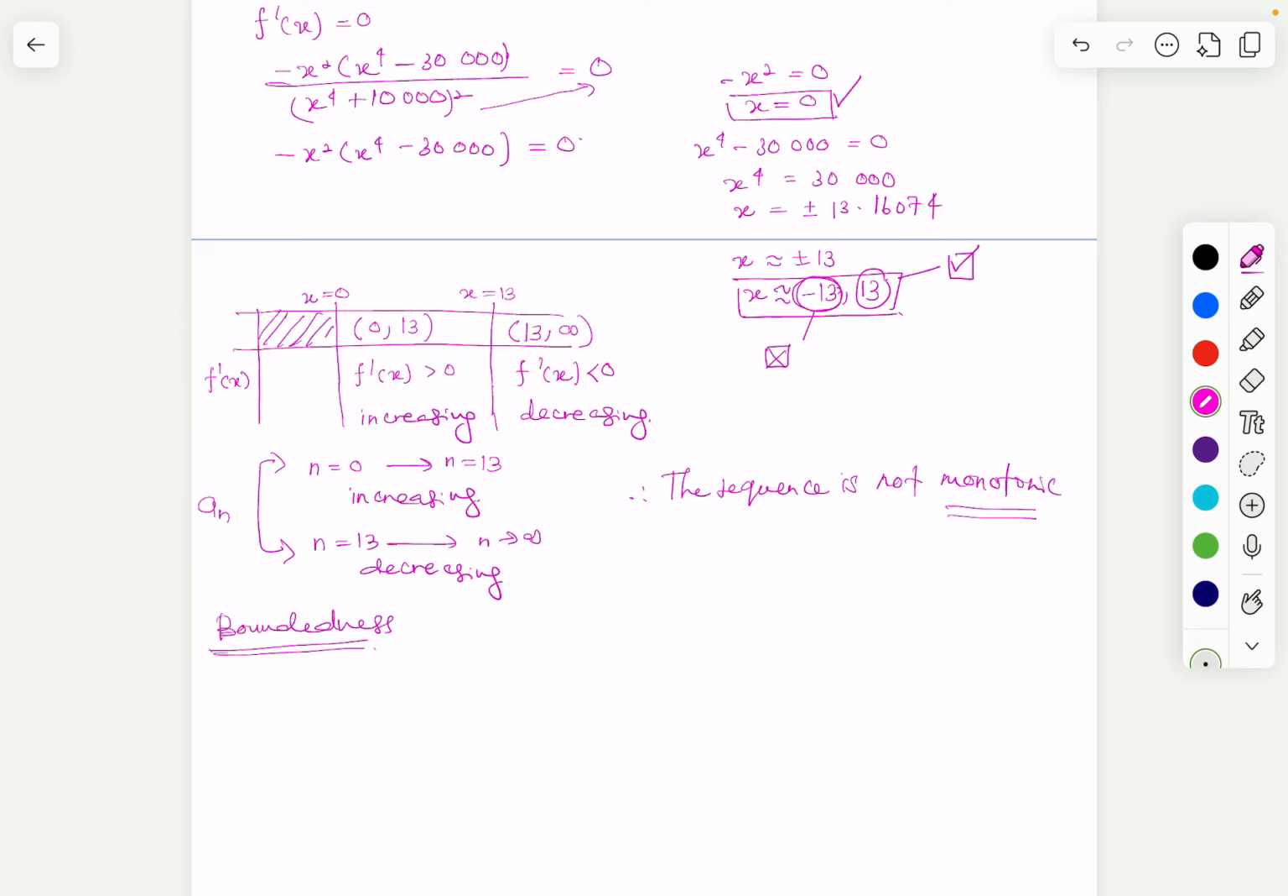Okay, in this case, to check on the boundedness, we also need to consider the idea from the critical point that we find. That is, we need to check for the case n equals 0, the starting point, and then n equals 13, and then n goes to infinity. So 0, 13, and n goes to infinity. We need to check at these points to determine the boundedness.